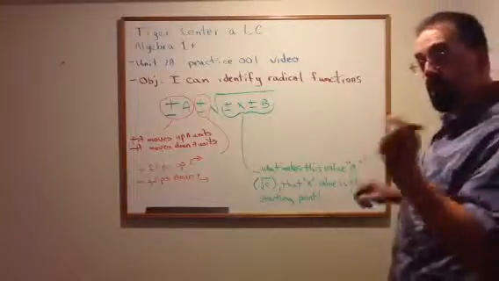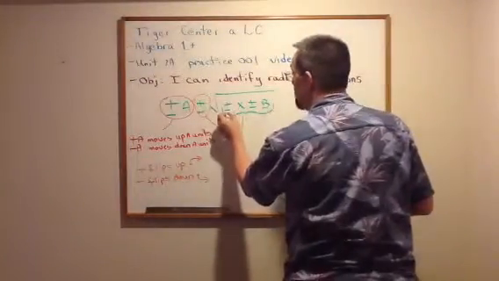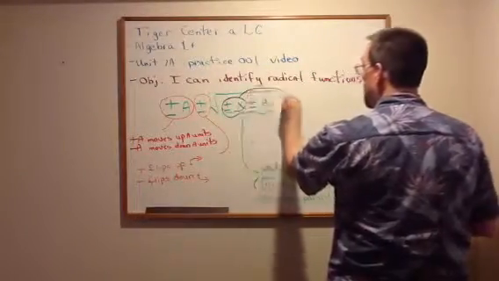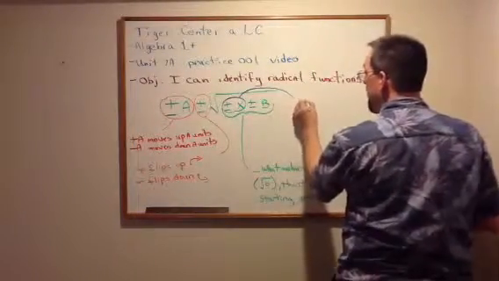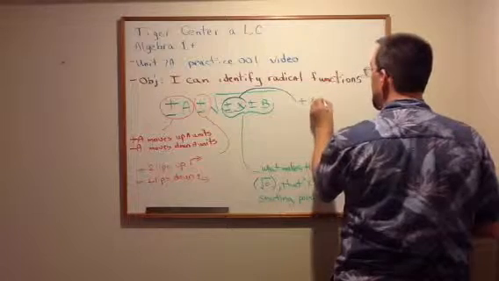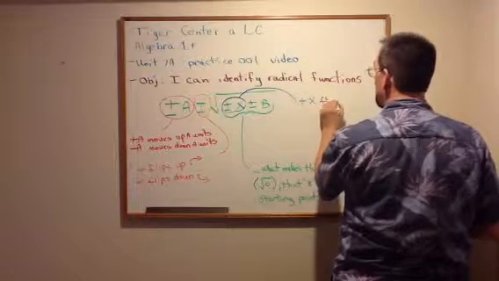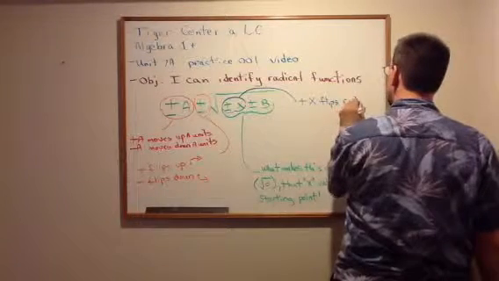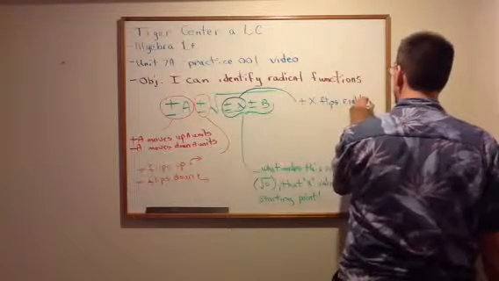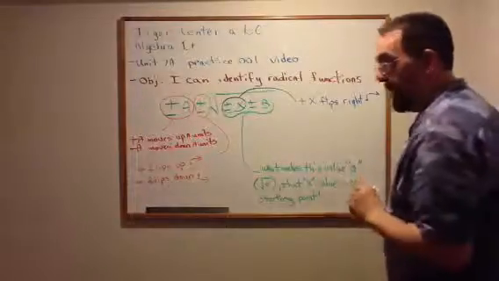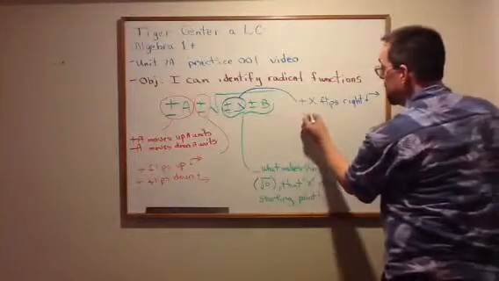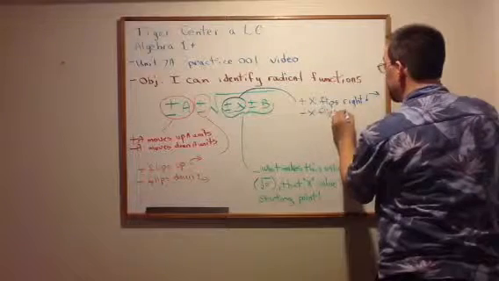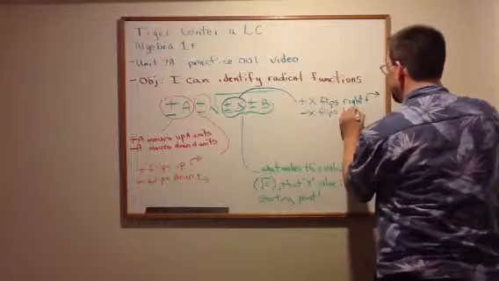The last thing we want to look at is the plus or minus x. If it's a positive x, flips the curve to the right, like so. And if it's a negative x, flips the curve to the left.